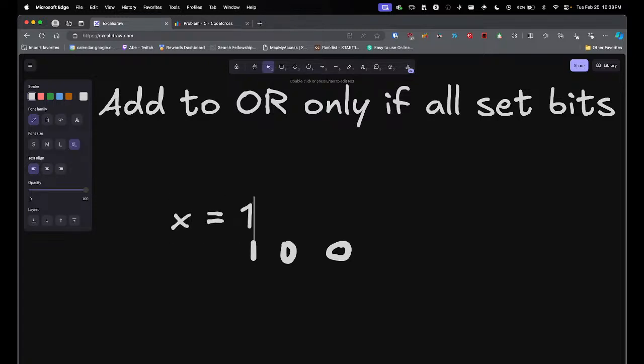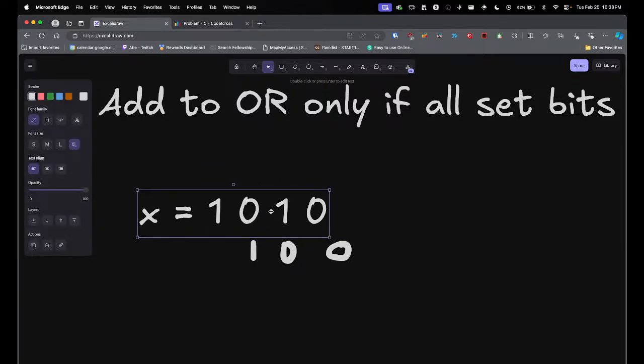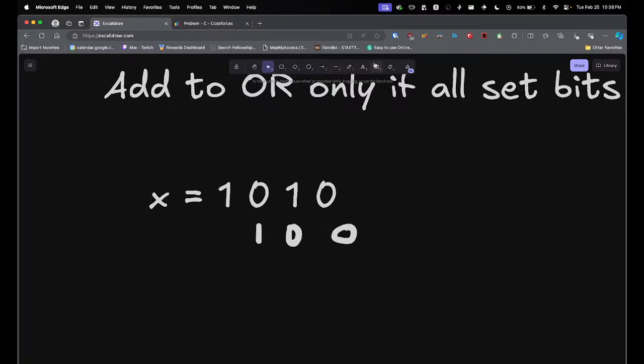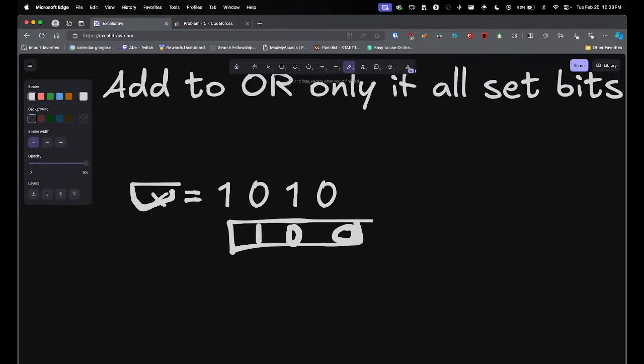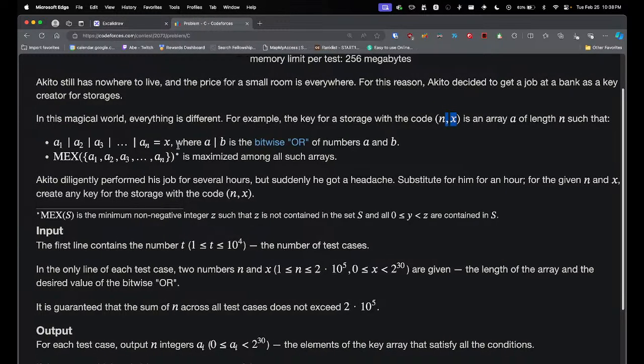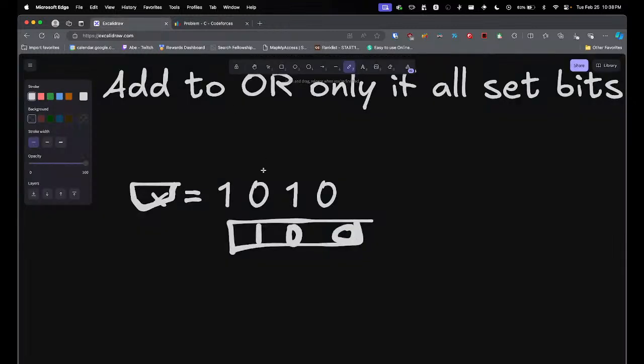X equals 1 0 1 0. Okay. So then, if I take this OR, will I ever be able to achieve X? No, because in OR, whenever you include a bit, it always remains set.